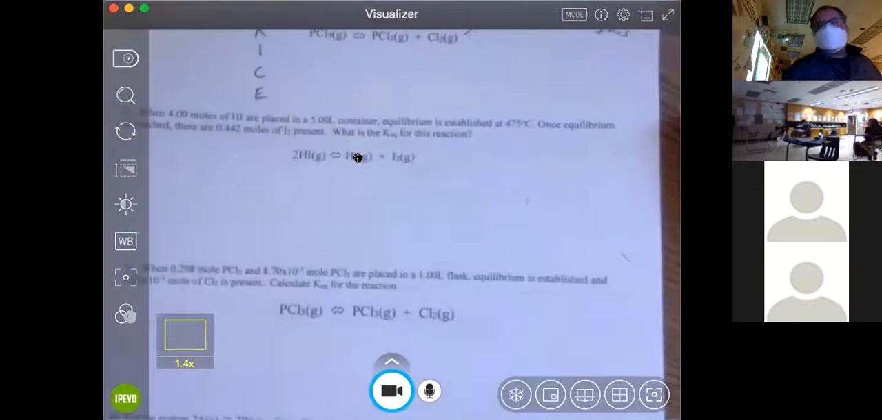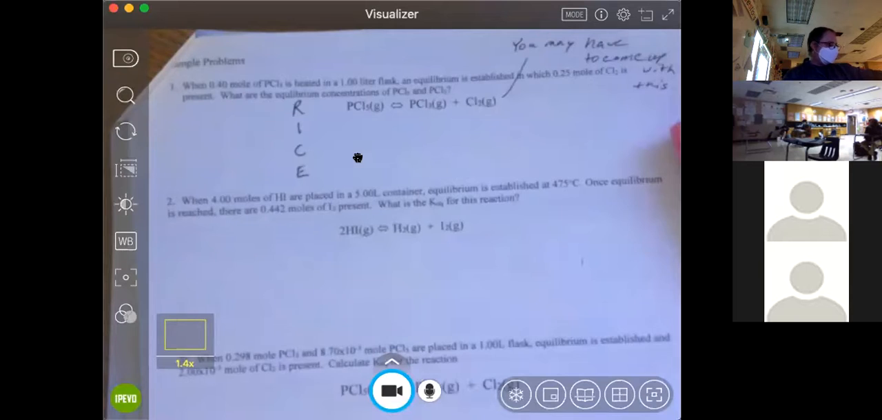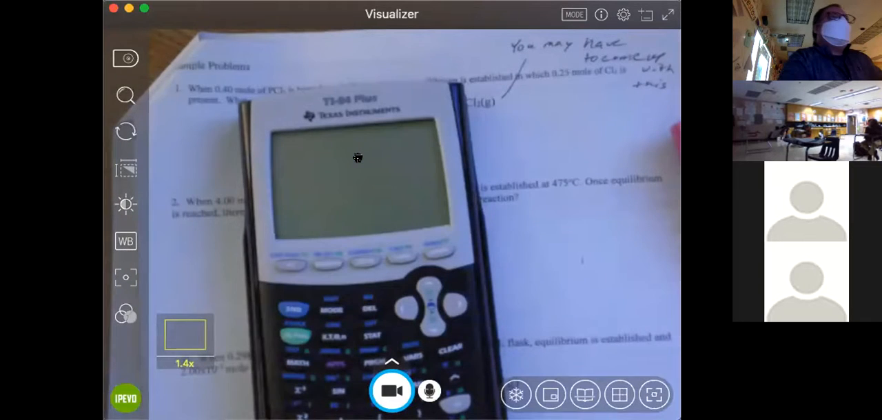Last thing today we want to look at are these sample problems. 742. All right, we're good. For this, you might want to get out a TI 85 or 84.